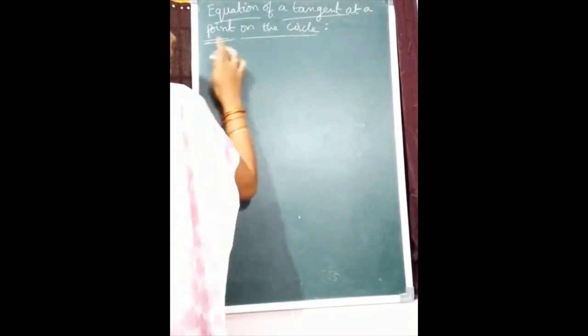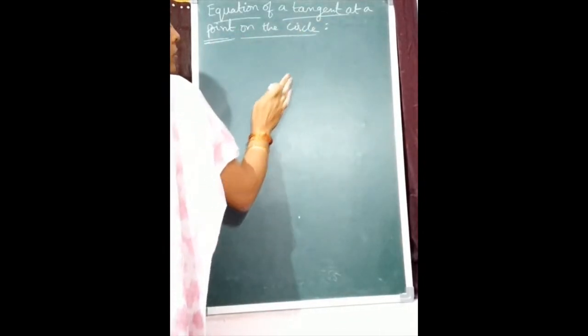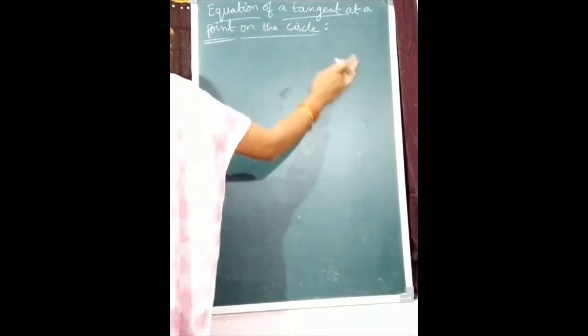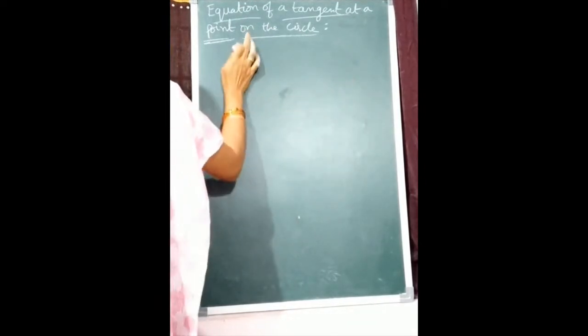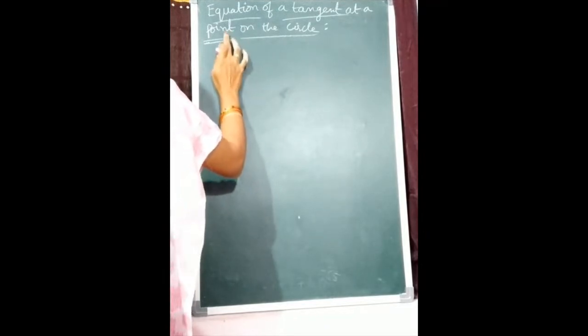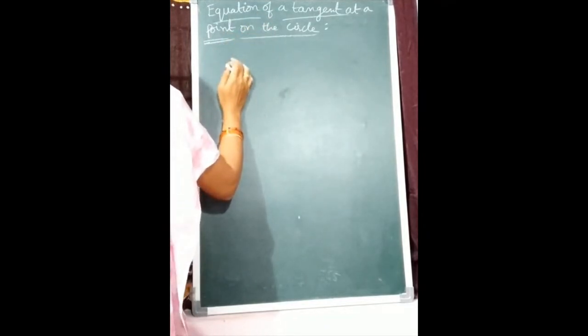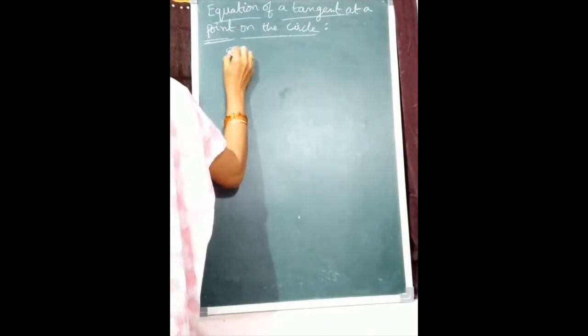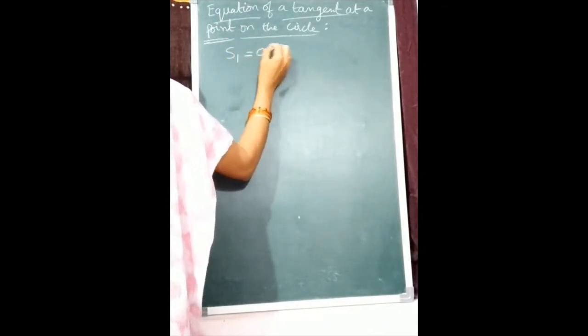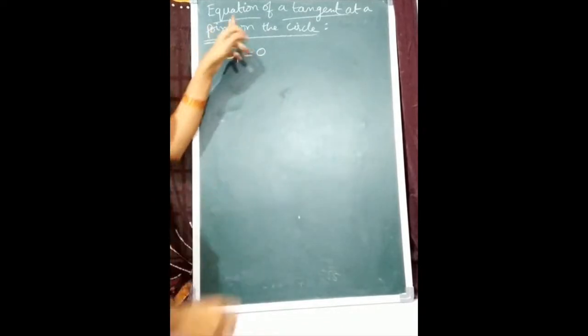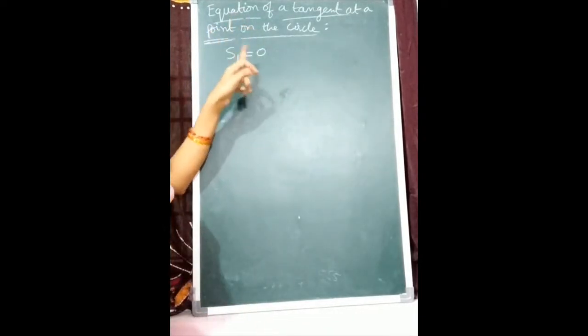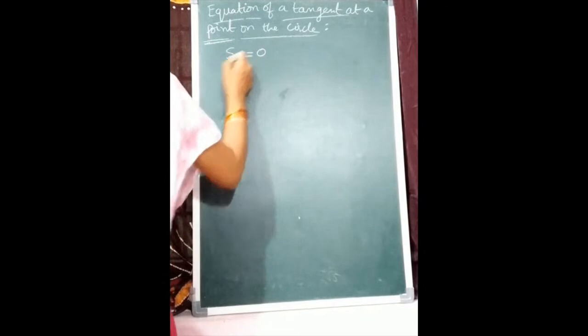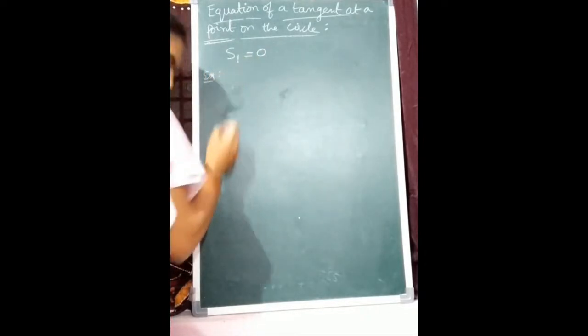Equation of tangent at a point on the circle. So in that equation of tangent, అది పాయింట్ ఇవ్వకుండా టాంజెంట్ ఈక్వేషన్ కట్టడం. ఇక్కడ ఒక పాయింట్ ఇచ్చి టాంజెంట్ ఈక్వేషన్ కట్టాలి. So equation of tangent at a point on the circle, formula S1 is equal to 0. Equation of tangent అని అడిగితే, పాయింట్ ఇచ్చి టాంజెంట్ ఈక్వేషన్ అడిగితే ఫస్ట్ we have to find out S1 equal to 0. For example, one problem.